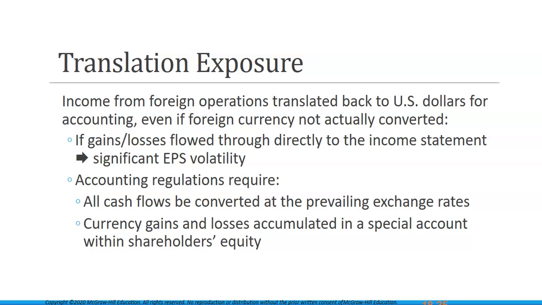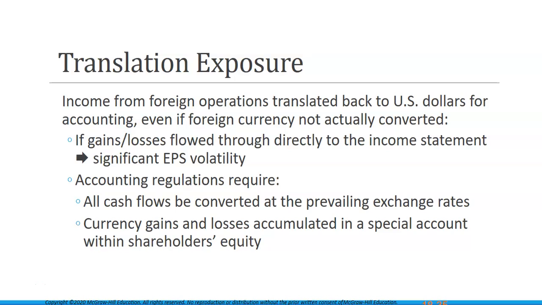There's also translation exposure. So income from foreign operations is translated back to US dollars for accounting purposes. So for our financial record purposes, even if we're not physically converting the money from one currency to the other, corporations with international operations do have to translate those operations back to US dollars for accounting purposes under US GAAP. So there can be gains and losses.